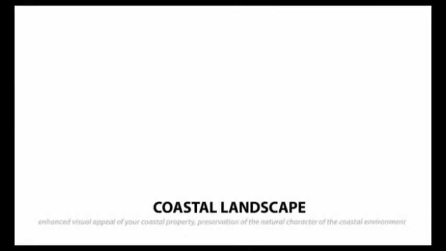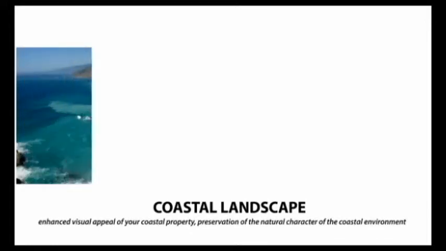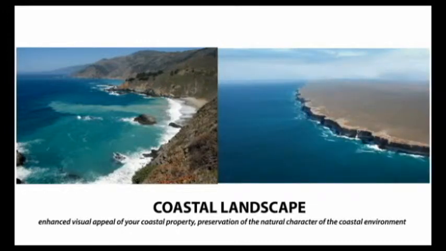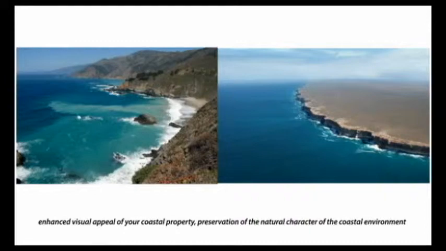The examples of natural landscape are coastal landscape. Coastal is a zone where the land meets the sea or some other large expanse of water. It enhances visual appeal of your coastal property, preservation of the natural character of the coastal environment, habitat for wildlife, a filter for pollution, and a natural protection from storm damage and erosion.